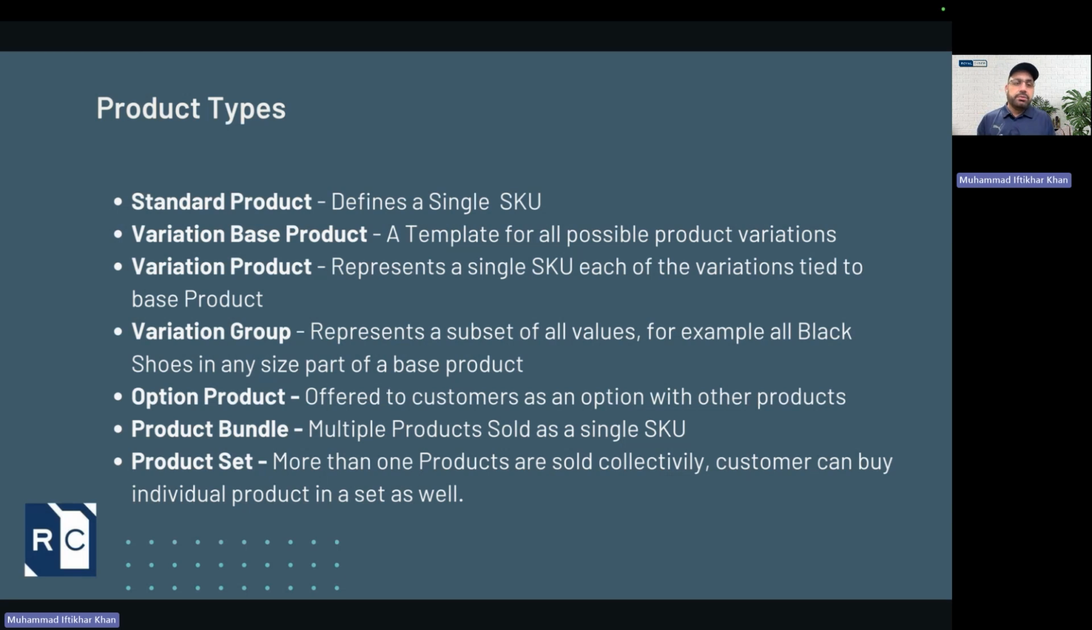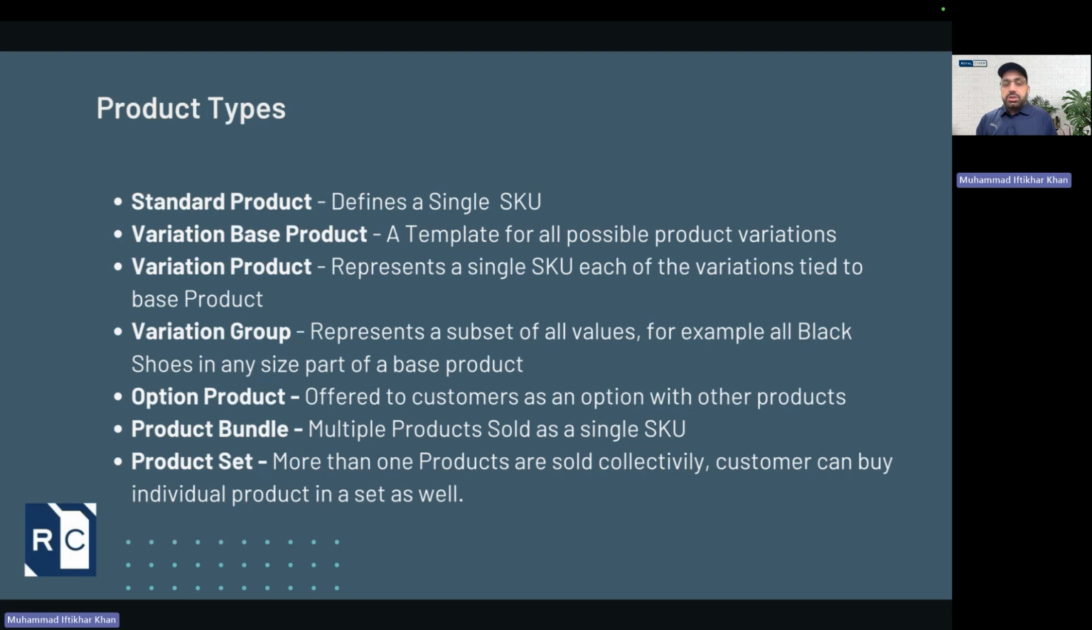The product which does not have any variation is available only as a single SKU. So that is a standard product that you can define. And then variation based product. A variation based product is like a template for all possible product variations. We will learn the details about the base product in the coming slide.